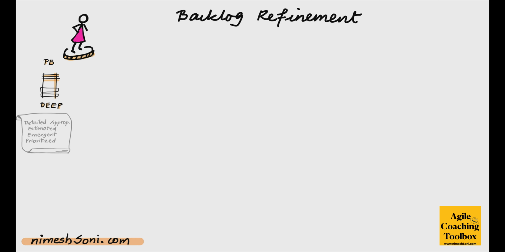The second is estimated. Again, items at the top, which are thin slices, which are the highest priority, which are the items that the team may take into the next sprint or the sprint after that. So we want these items to be estimated. And in fact, that is one of the reasons why we want to take these items into our backlog refinement. We'll talk about it in a few seconds. So the second dimension is that these items are estimated.